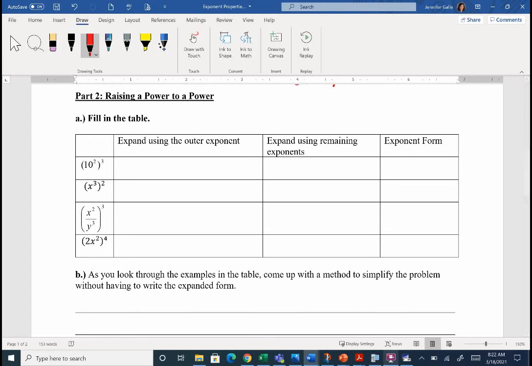The first column says expand using the outer exponent. So my outer exponent is a 3. So I'm going to write 10 to the second 3 times, because that's what the outside exponent tells me to do. Remember, the exponent tells us how many times to multiply something. So I'm going to take that 10 to the second, multiply it 3 times.